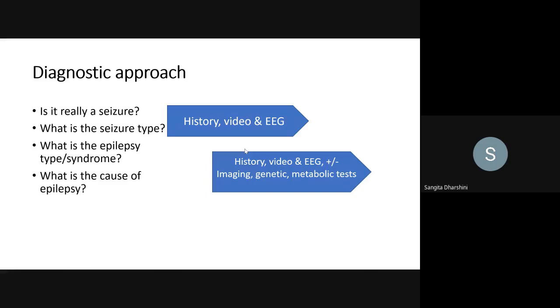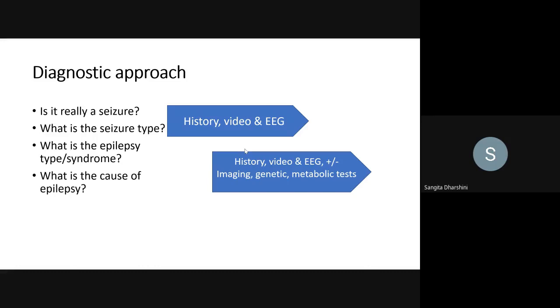If it's a seizure, based on what we know, what is the seizure type? Is it a focal seizure? Is it a generalized seizure? And after knowing whether it's focal or generalized, we want to know what the epilepsy type is. Is it a focal epilepsy or a generalized epilepsy? And if you want to stretch it further, we also want to know what epilepsy syndrome is involved.